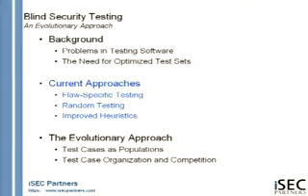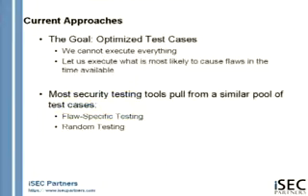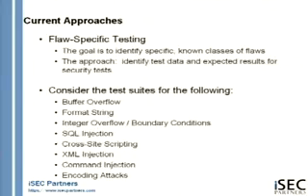Now, I'm not the first person to realize this, so we're going to go into current approaches. A lot of other smart people have been working on this for a lot longer than I have, and so we'll see how other people have approached this. So if the goal is optimized test cases, then we can look at most security testing tools and realize they pull from two rather large pools of test cases. First would be flaw-specific testing. The second would be random-based testing. I'll go into that a little bit.